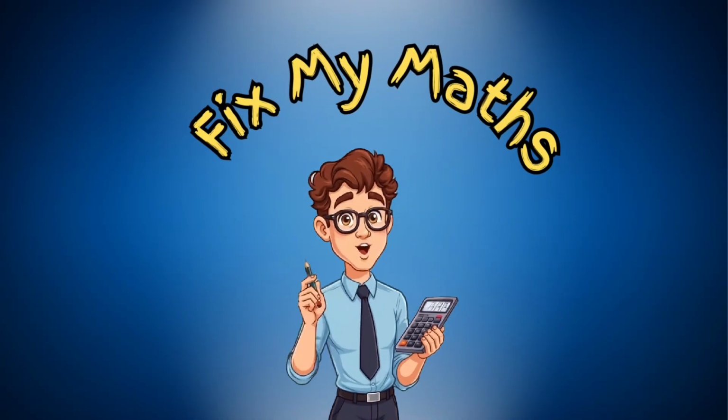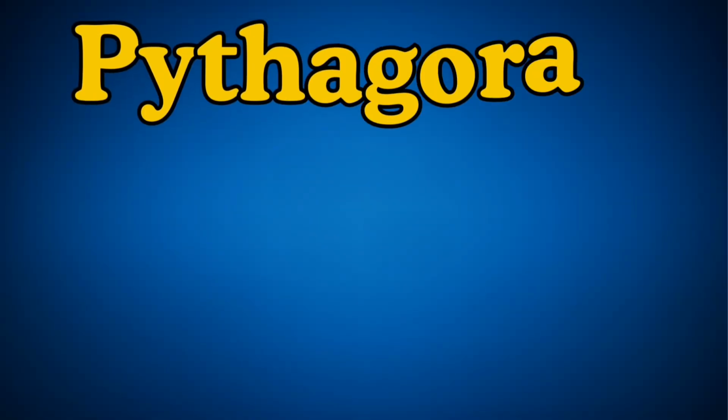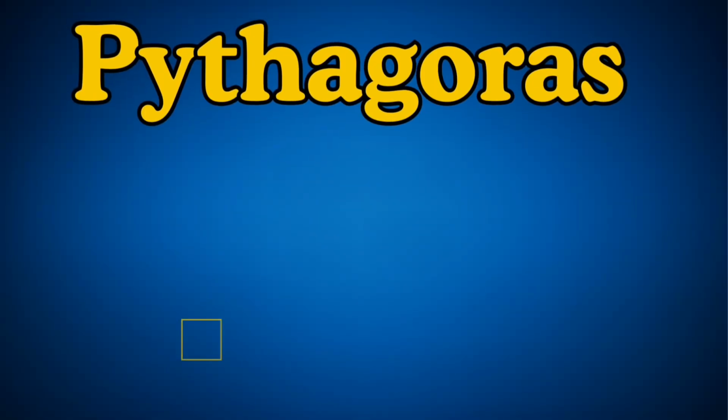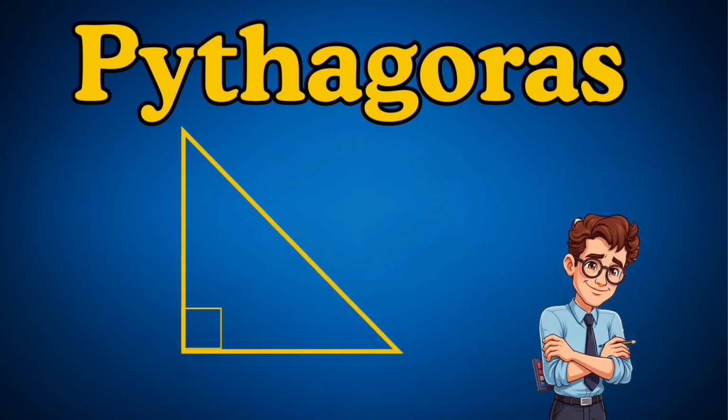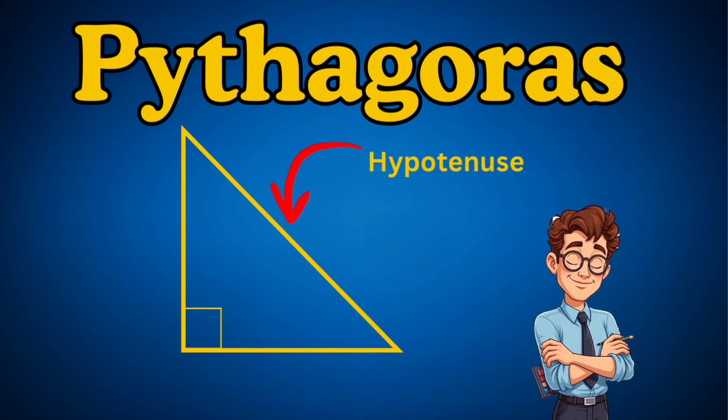Today we are learning all about Pythagoras. Today we're breaking down one of the most important GCSE maths skills you'll ever learn, Pythagoras' Theorem. It's a tool we use to work out a missing side in a right-angled triangle. That's the key part: it only works on triangles with a 90-degree angle.